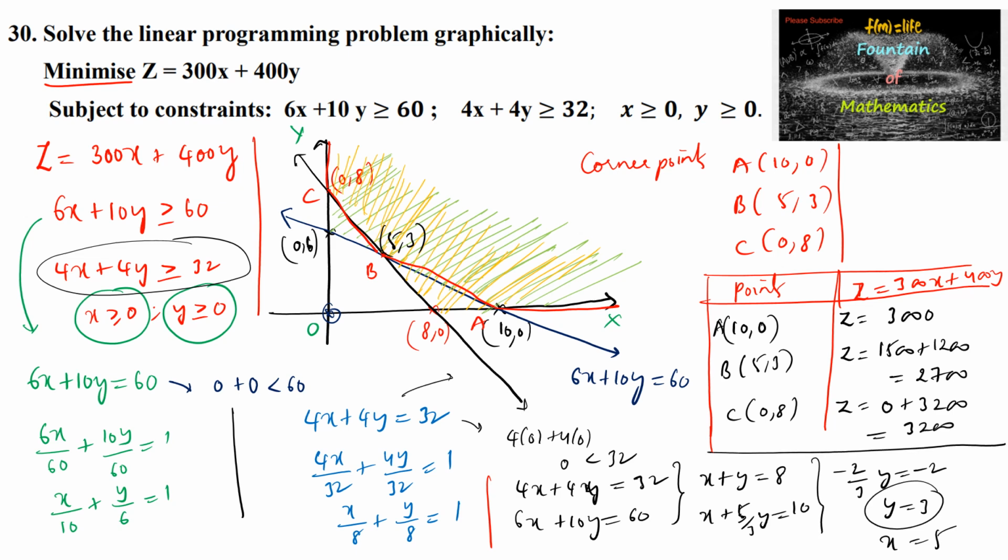Since the question is about minimize, the minimum is 2700 at point 5 comma 3. So we can conclude that the minimum value of the function is 2700 at the point 5 comma 3.